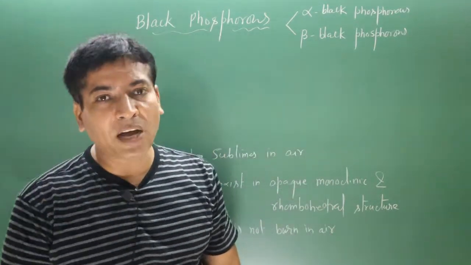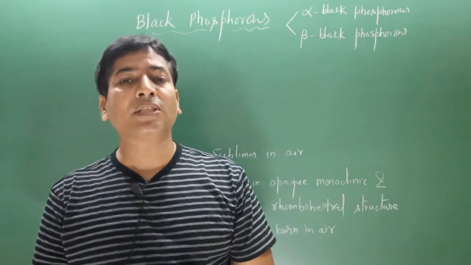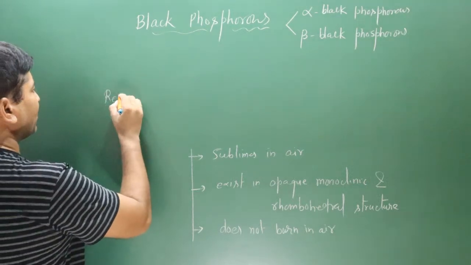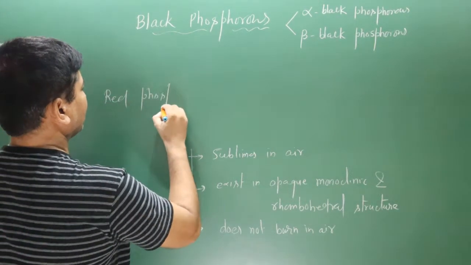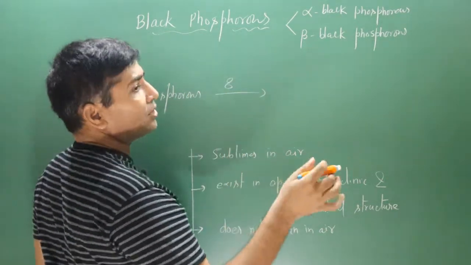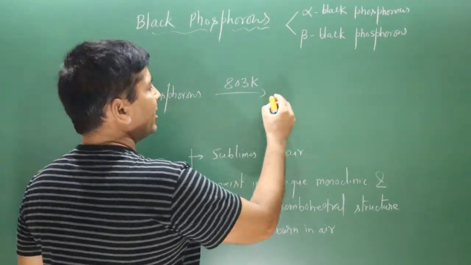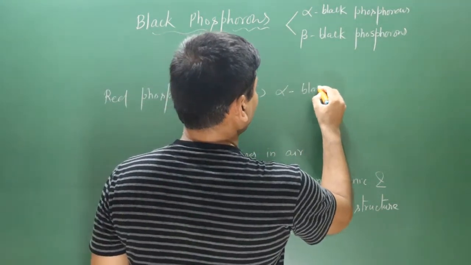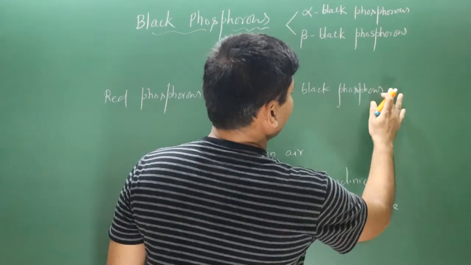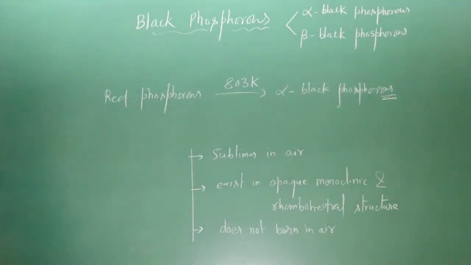Keep in mind, alpha black phosphorus can be prepared by heating red phosphorus at the temperature of 803 Kelvin. Okay, we have red phosphorus. When it is heated in a sealed tube, in a closed container, at the temperature of 803 Kelvin, then we get alpha black phosphorus. Now let's move on to its physical properties.